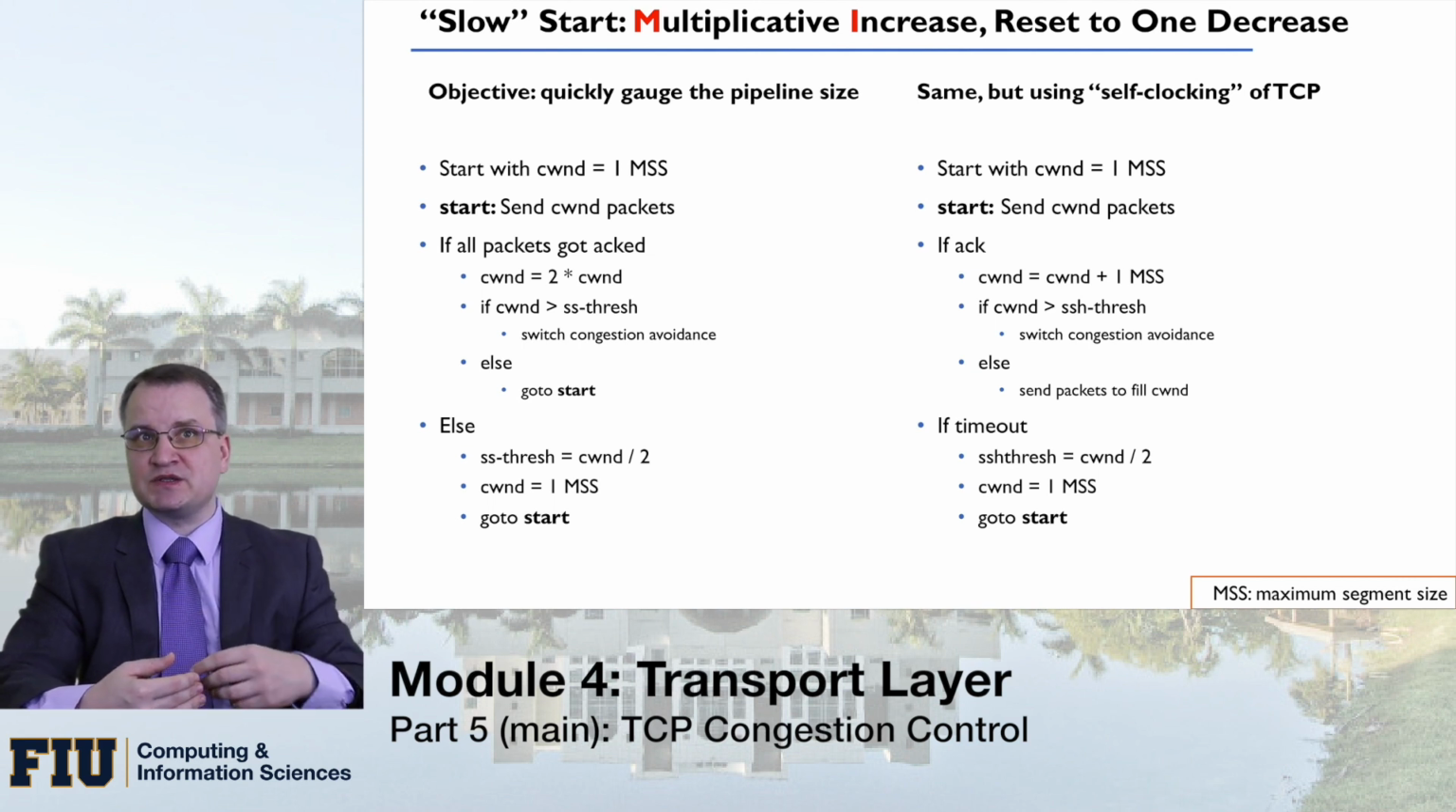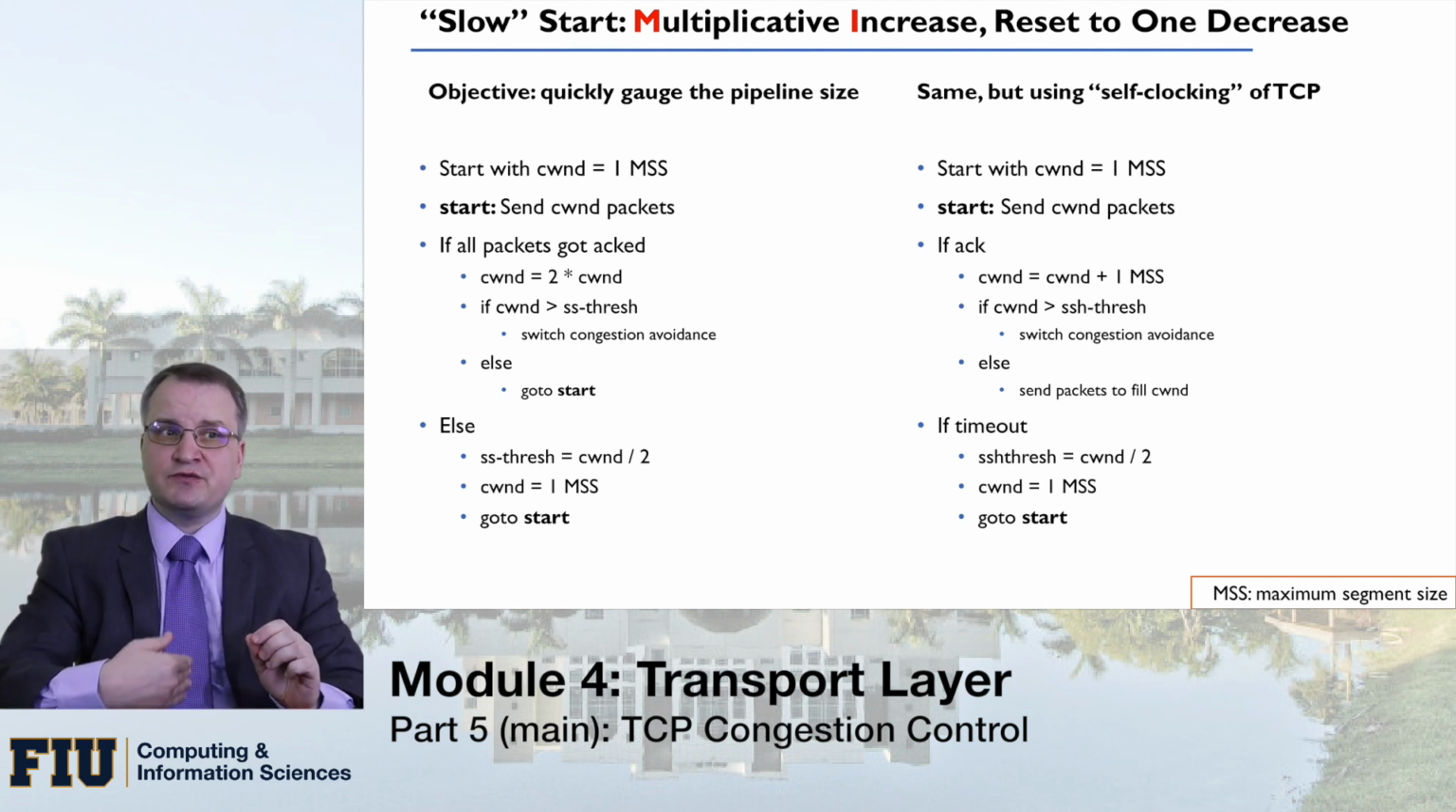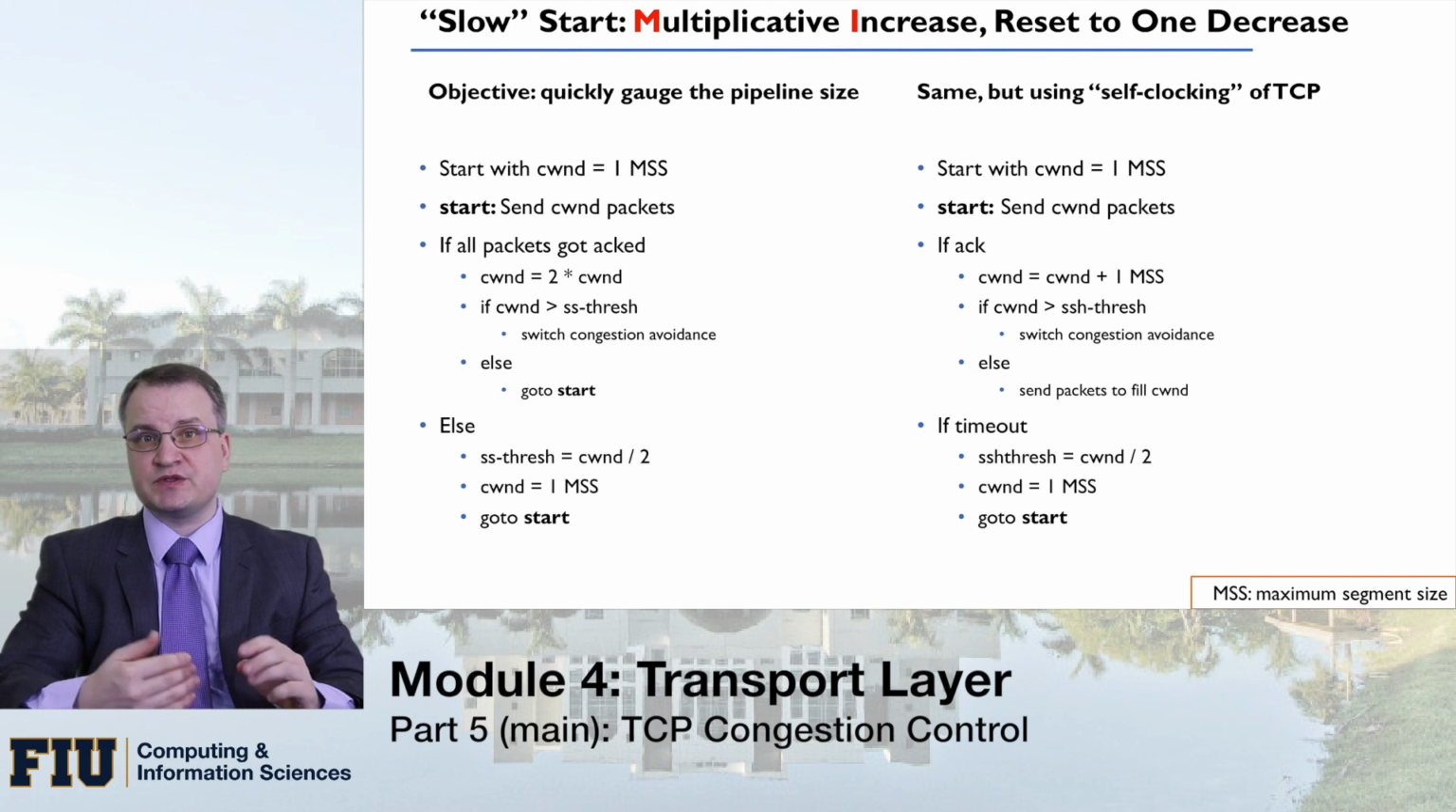And then the process starts again from scratch, from 1 to 2 to 3 to 4, with one exception: if we reach the good value that we set last time, we actually switch to the congestion avoidance phase, which will do slightly different actions.